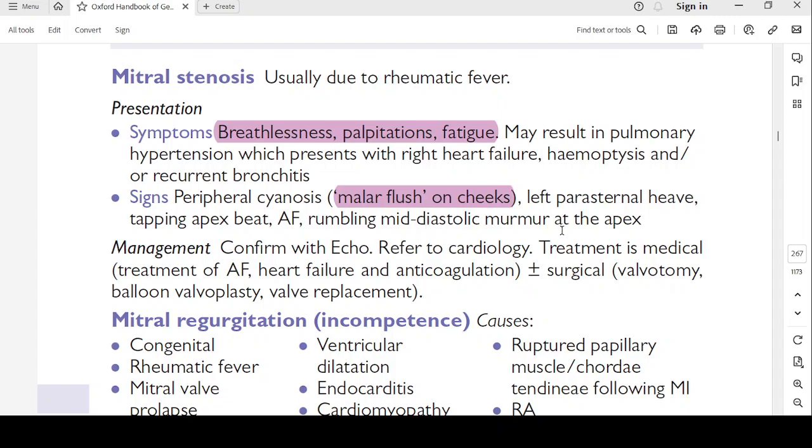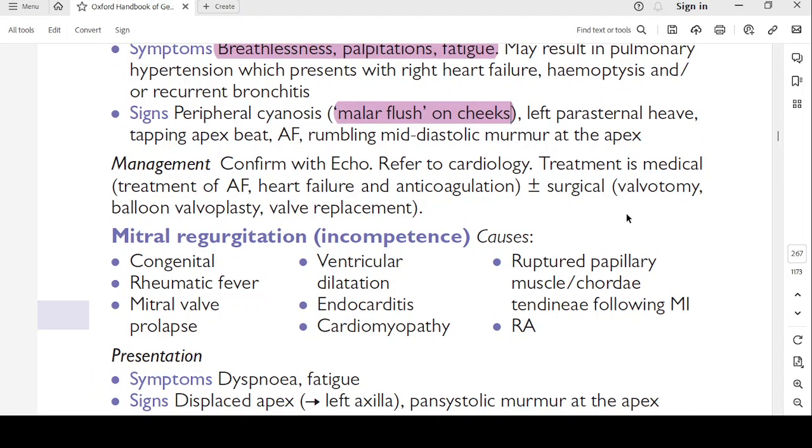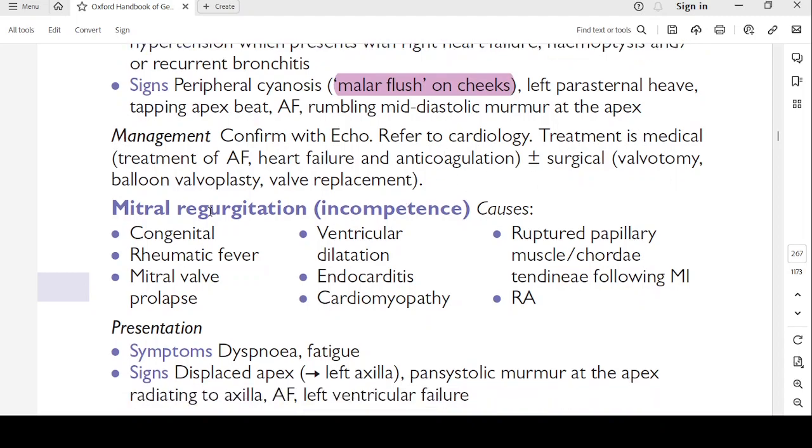Confirm with an echo, refer to cardiology. Treatment is medical: treatment of atrial fibrillation, heart failure, anticoagulation. So mitral stenosis presenting with any other symptoms like AF, heart failure or needing anticoagulation, that is the treatment. Plus surgical: valvotomy, balloon valvuloplasty or valve replacement. Okay, surgical is for the cause and medical is for the symptoms.